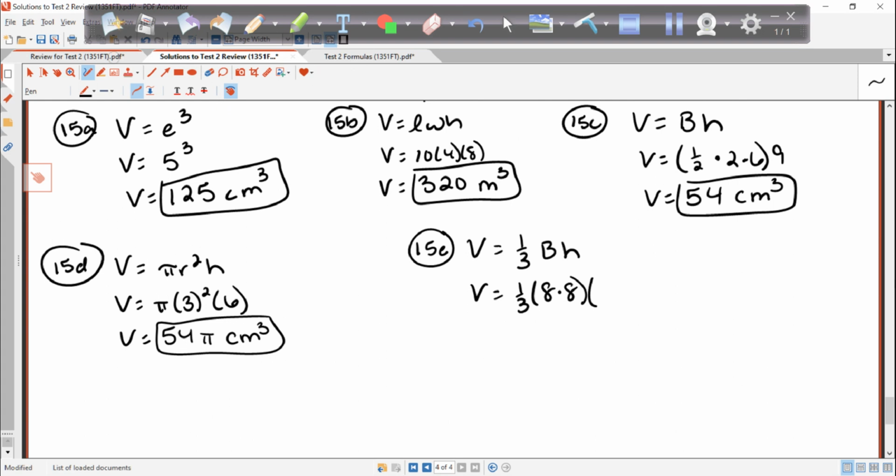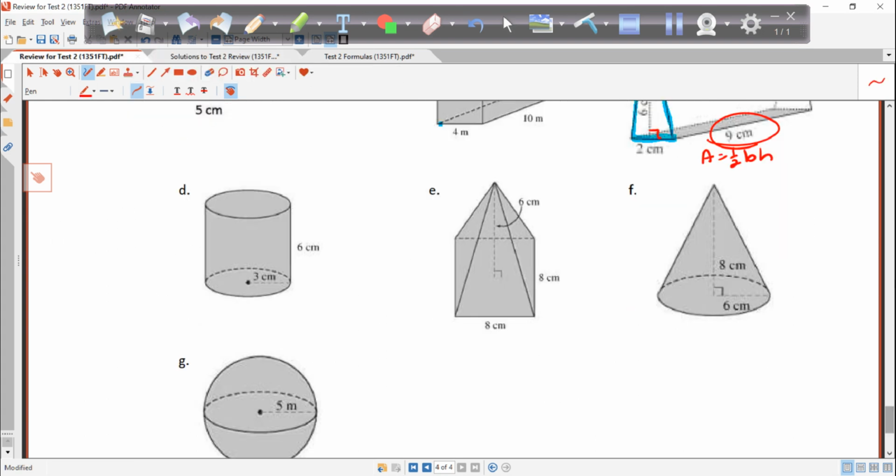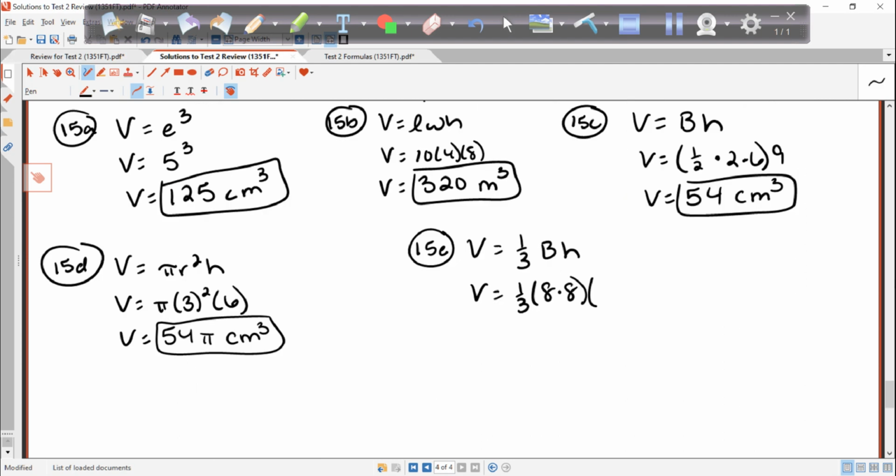And remember, with surface area, we had to find the slant height, but with volume, we don't. We need the regular height. The way I think of it is surface area is on the outside, so we need the slant height because that's on the outside. When we're talking volume, we're talking about what's inside, so we want the height on the inside. So that will be 6. So 1/3 times 8 times 8 times 6 gives 128 centimeters cubed.